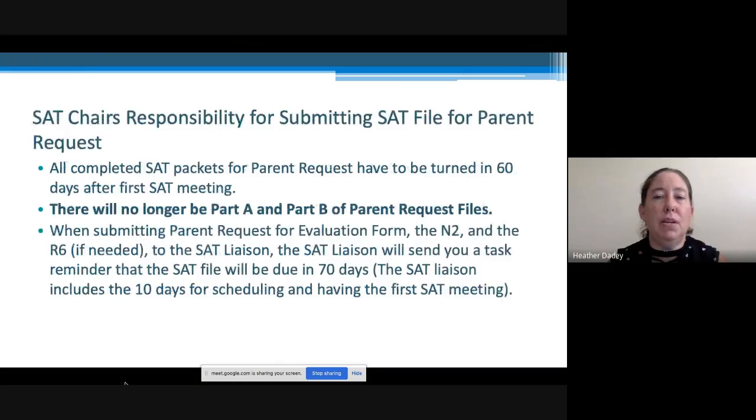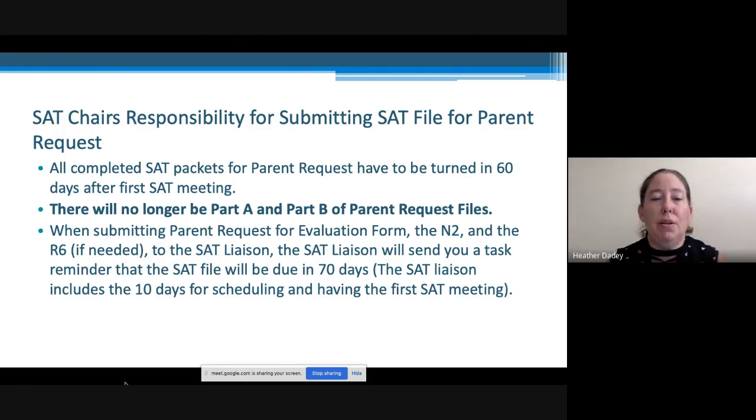Next, your responsibility for submitting the SAT file for parent requests. All completed SAT packets for parent requests have to be turned in 60 days after the first SAT meeting. There will no longer be a Part A and a Part B of a parent request file, so there's only going to be one file that you turn in for a parent request this year. When submitting parent request for evaluation forms, the N2 and the R6 need to go to the SAT liaison. The SAT liaison will then send you a task reminder that the SAT file will be due in 70 days, so that includes those 10 days of scheduling: 60 plus the 10 days of scheduling.